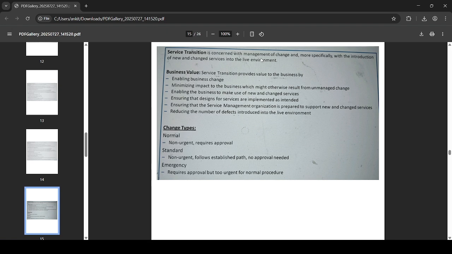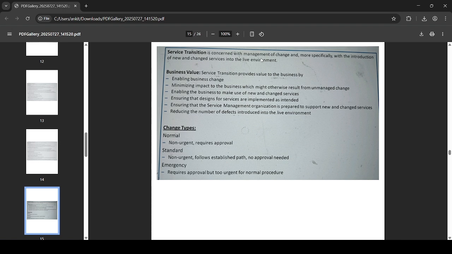So KT is whenever a new person comes into your project, into your application, to handle that application, that KT is to be provided. For that, you have to explain all the functionalities which are performed in that application. That is known as the service transition. Whatever the changes to the existing application or whatever the new application you are going to make, you have to make sure that the service transition is ready with you.